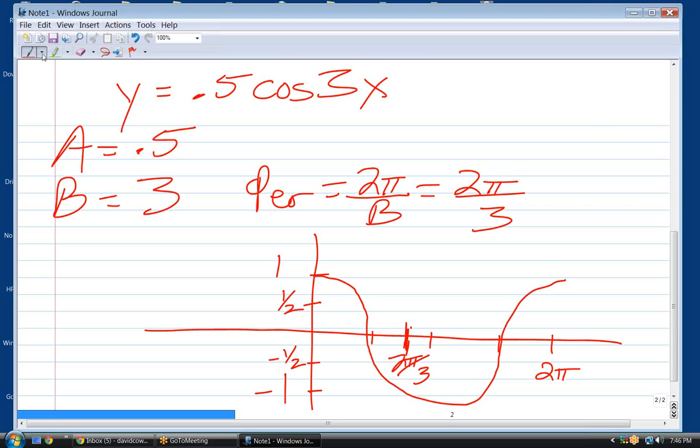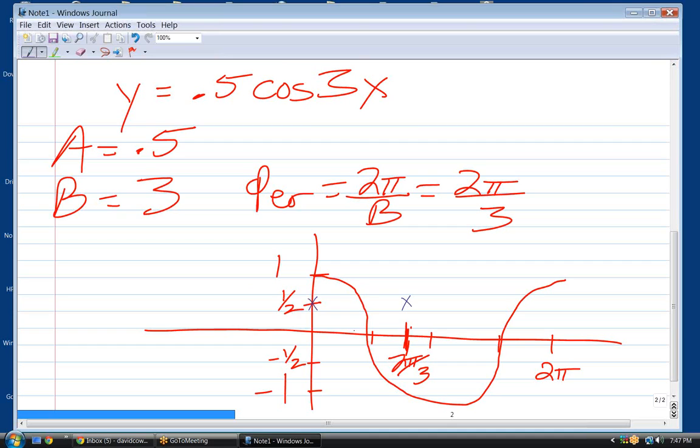Let me go up here and choose a different color. Now, in other words, I got to go from here. Well, actually, I'm going to start right there, right? I got to draw the entire cosine curve and finish right there. So I need to break up this interval that now goes from 0 to 2 pi over 3. I need to break that up into quarter points.